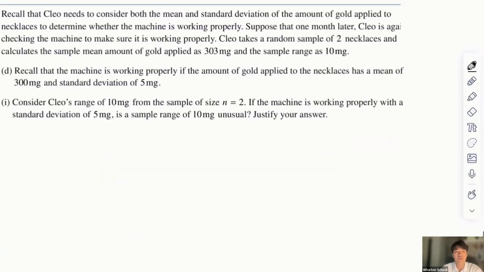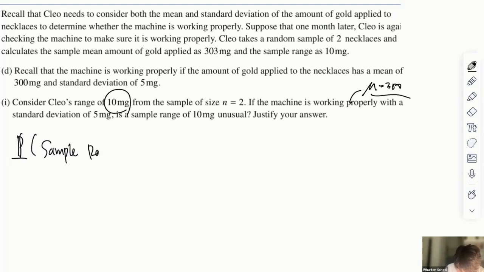And the last question says: consider Cleo's range of 10 milligrams from the sample of size n equals 2. If the machine is working properly, which means spitting out mu equals 300 properly with a standard deviation of 5 milligrams, is a sample range of 10 milligrams unusual or not? Okay, so let's get the probability that the sample range is greater than or equal to 10.